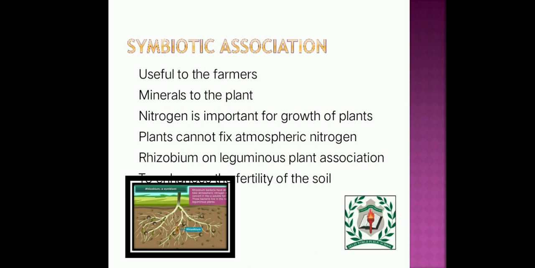Now you understand, children, that symbiotic relationship. Plants have to utilize the nitrogen, but they cannot fix the atmospheric nitrogen. So they need the help of one microbe, and that microbe's name is rhizobium. That rhizobium can fix the atmospheric nitrogen. So what will happen? This rhizobium will live in the root nodules. Root nodules means a pinkish nodule will be there. If I find one, I can definitely get you and show it there.